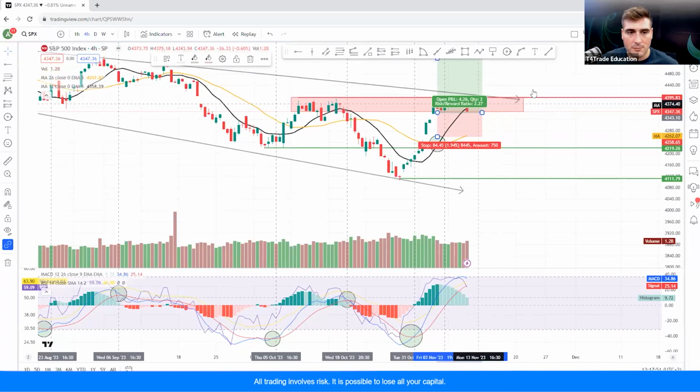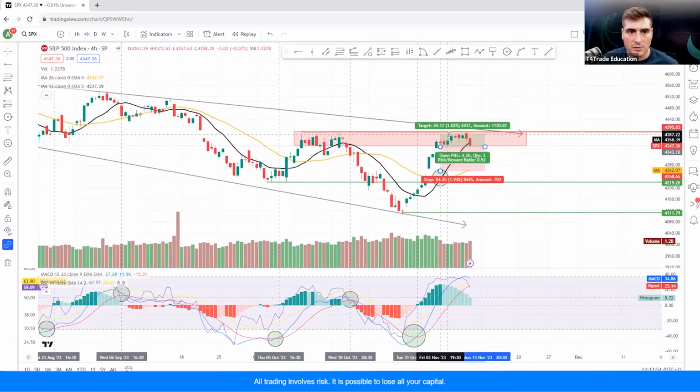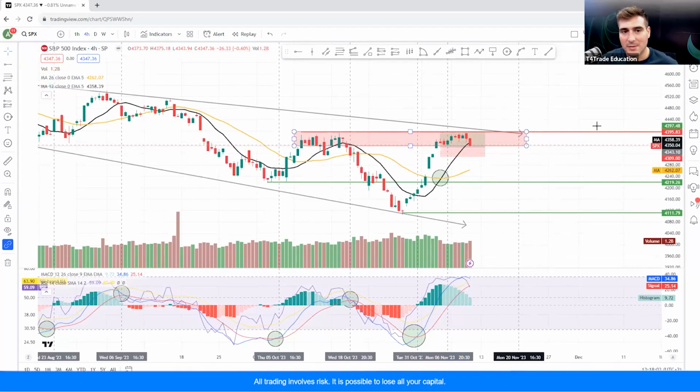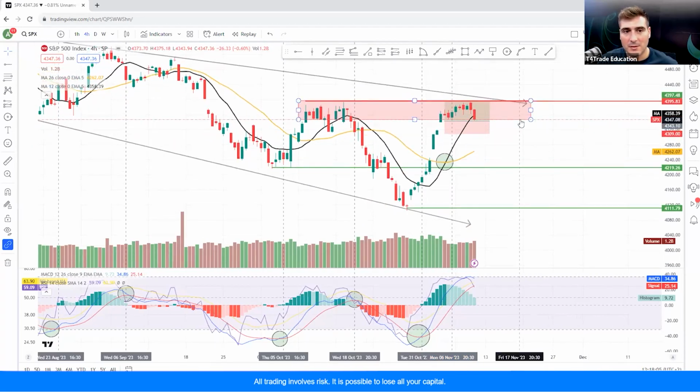But the profit margin would have been something like this. I'm not sure about my tolerance with this kind of trade.